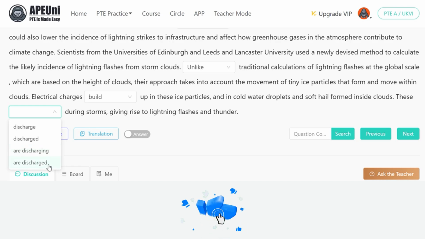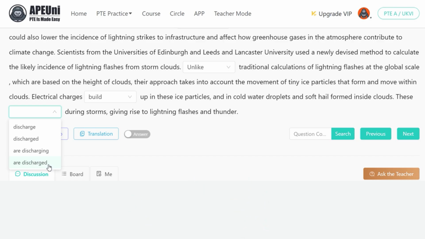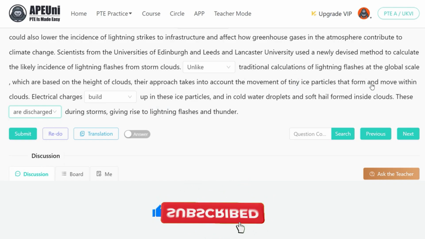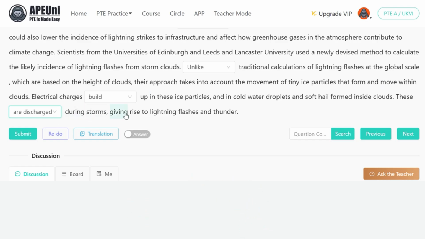Are discharged. So the phrase are discharged is a standard passive construction. It's used when describing energy or substances being released. Grammatically, the passive voice emphasizes the fact over the subject, which is typical in scientific writing. So are discharged does make sense here. These are discharged during storms, giving rise to lightning flashes and thunder.